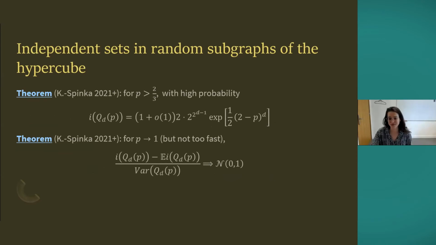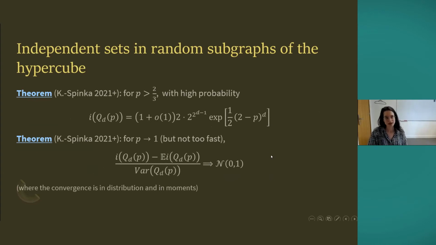And if you want to really say the distribution is normal, you need to take p even larger. And of course you can ask, what is the distribution when p is smaller? It probably won't be normal all the way down.